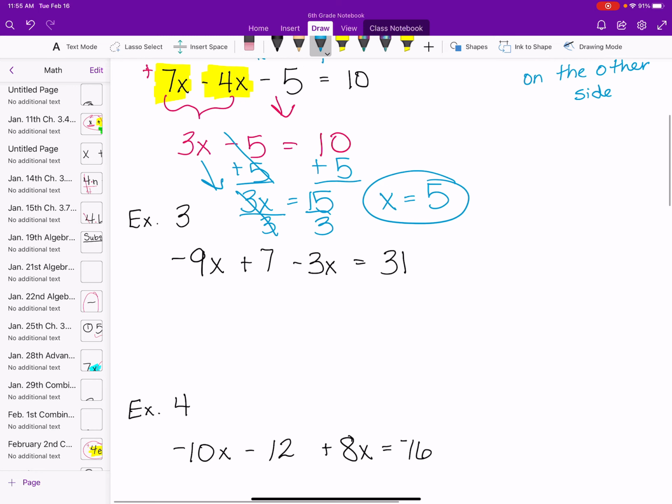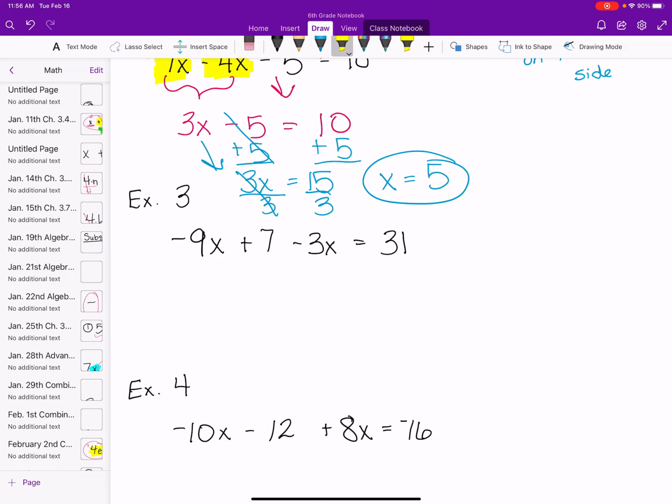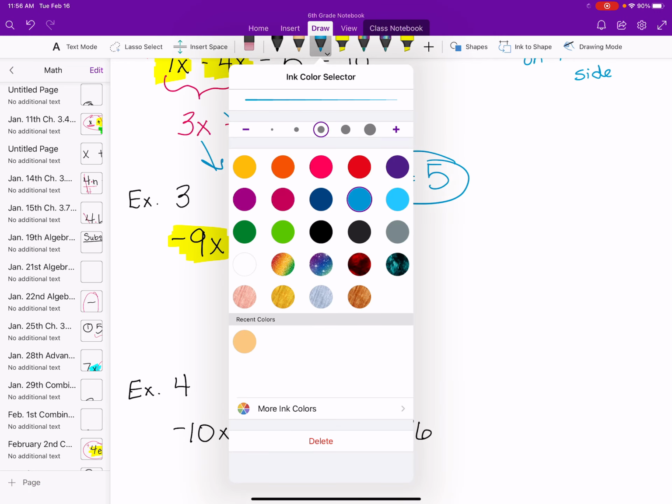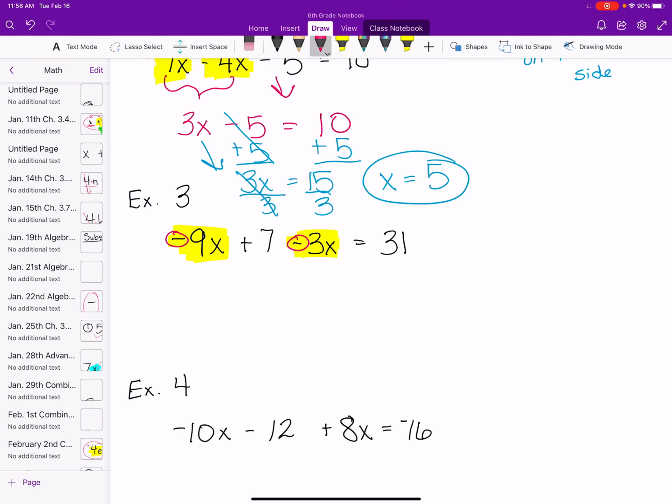Okay, let's look at our next example here. I'm looking for the two things that have my x's in it first. I have a minus 9x and a minus 3x. Okay, so this, you'll notice, is where we have to think about our integers and what we do when we have two negatives and we're adding. So they're both negatives, which means I am going to add my numbers. Negative 9 minus 3 is a negative 12x. I still haven't done anything with my plus 7, so I bring it down. So now I have negative 12x plus 7 equals 31.